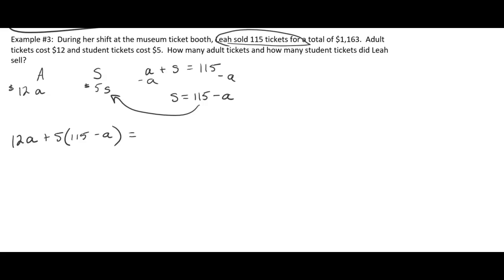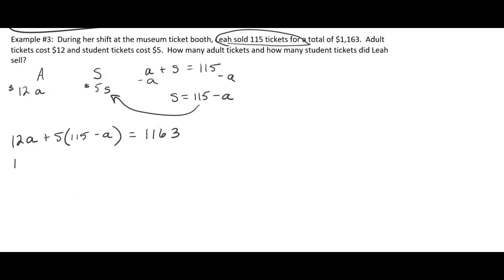Okay. But together, when we bought the adult tickets, however many there were, and the student tickets, she sold a total of $1,163. So the value of this is $1,163. And again, we have to get a whole number here because we can't sell part of a ticket. Okay, now we have an equation.